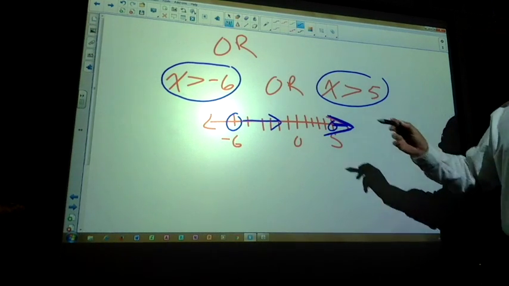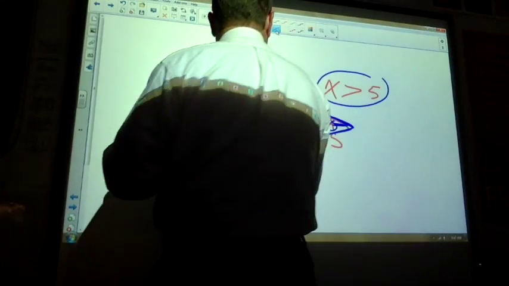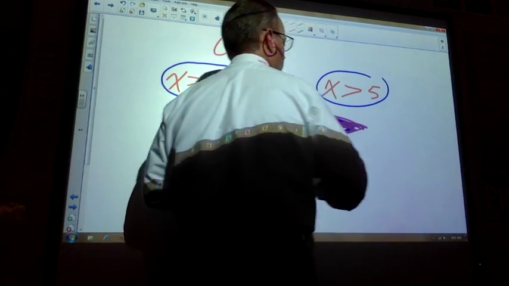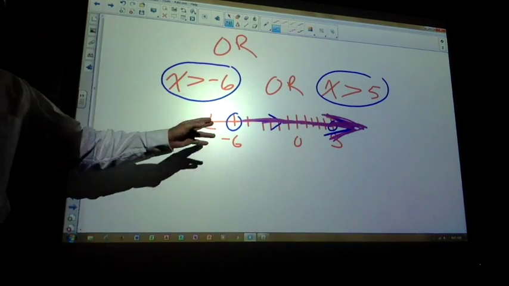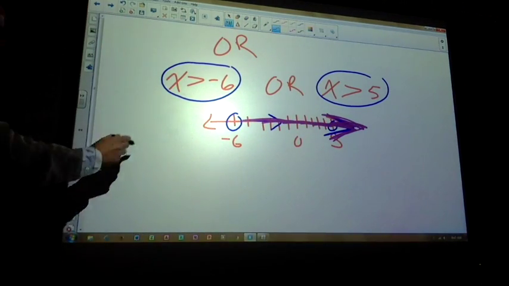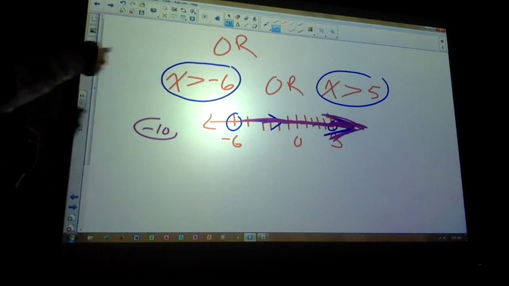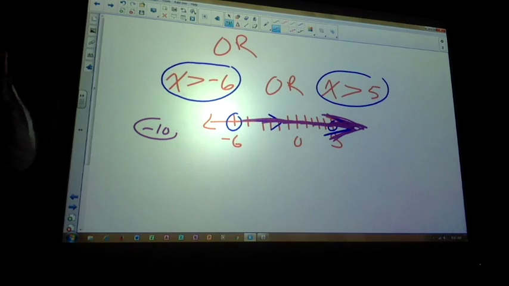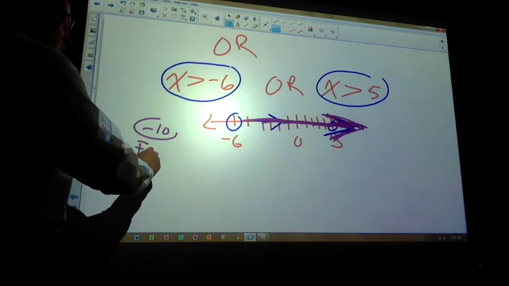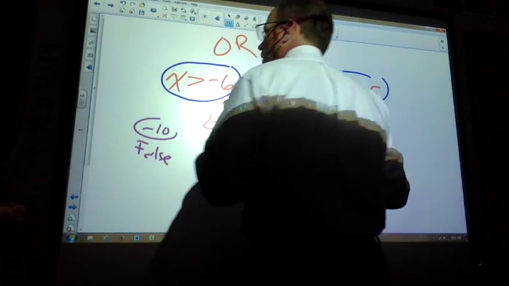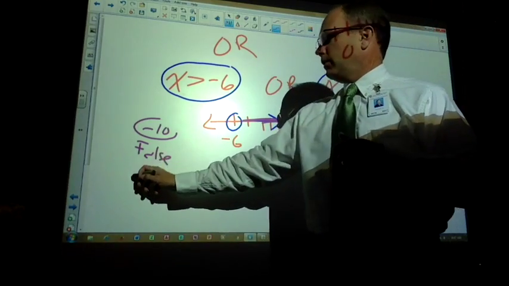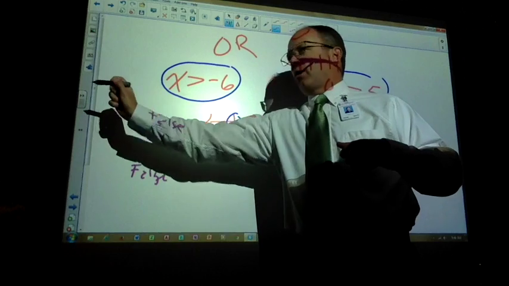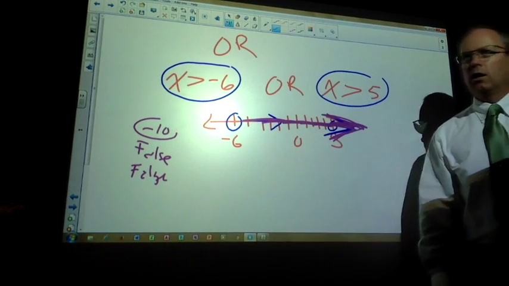Hang on. So if we were to have graphed this, it appears it's doing this. Agree? Okay, let's pick something way out here, -10. -10 is over this way. Is -10 greater than or equal to -6? No. -10 greater than 5? No. So everyone feel comfortable that from here over isn't going to work? For all the OR ones, no solution.